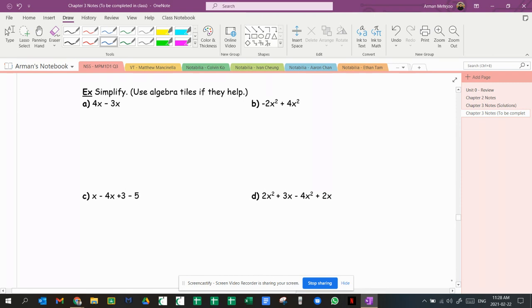Simplify using algebra tiles if they help. So let's go ahead and do some simplifying with algebra tiles. So I have positive 4 x's and I have 3 negative x's. Let's cross out my zero pairs. And it looks like what I have left is a positive x.